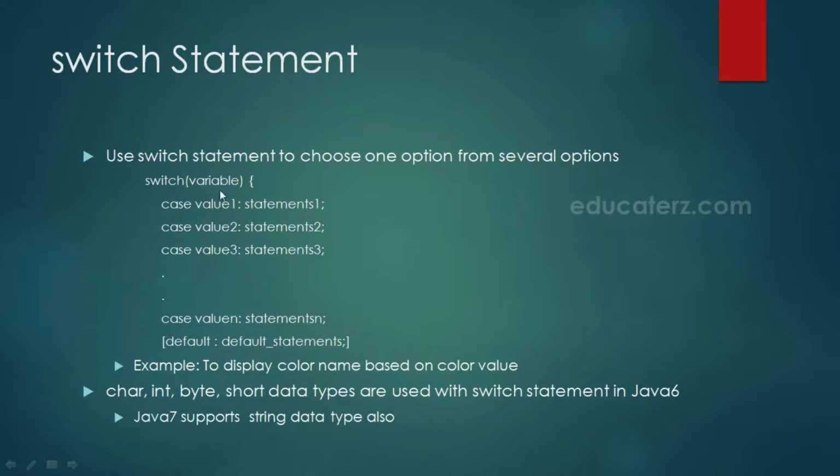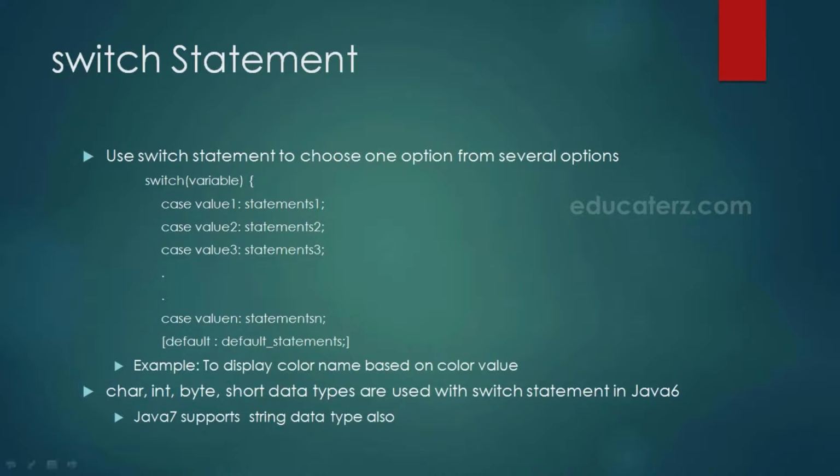So when we pass a variable, that variable has to be matched with the case value. If a match is found, then the corresponding statements are executed. If the first match is not found, then it goes to the second case and matches with the value 2, and if both the variable and value 2 match, then statements 2 are executed, and so on. If none of the case values are matched, then the default statements are executed.